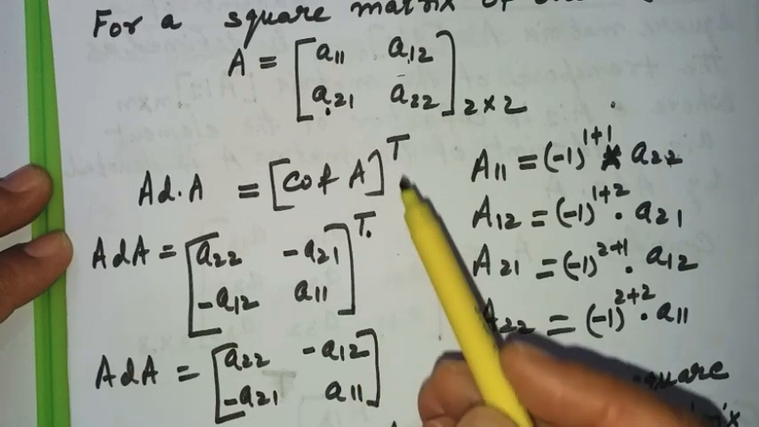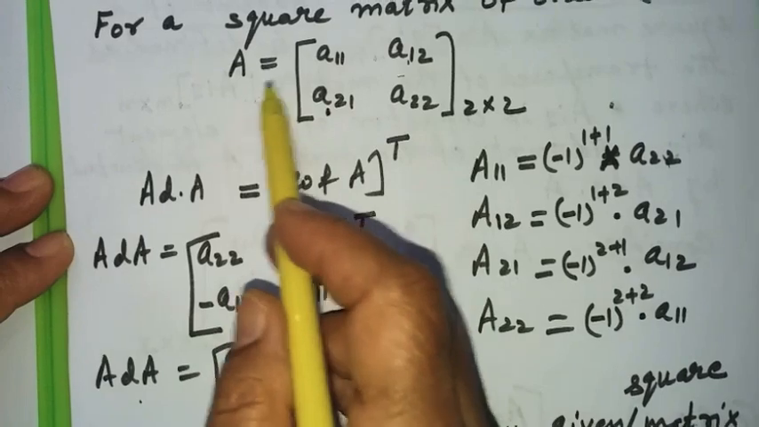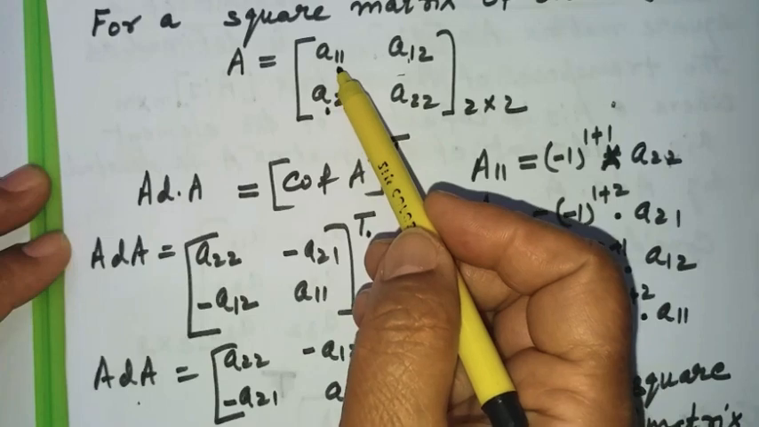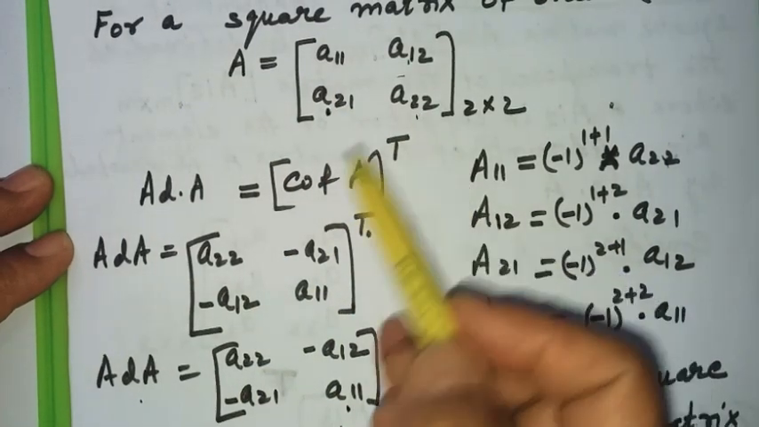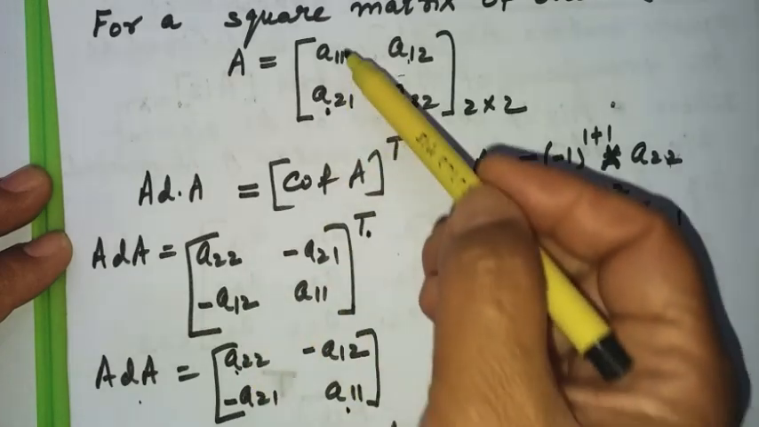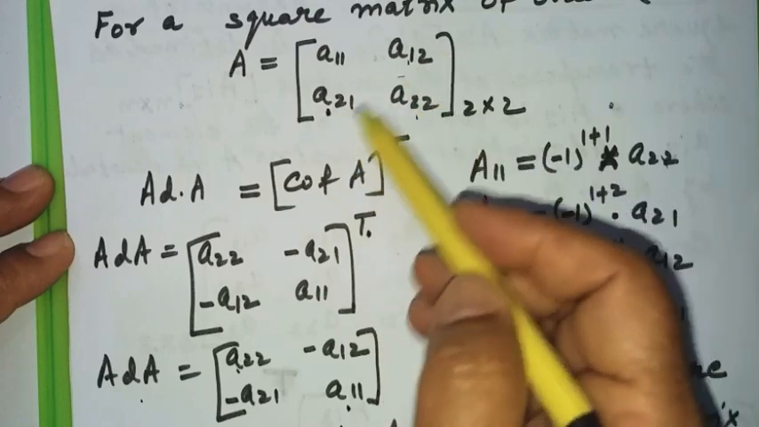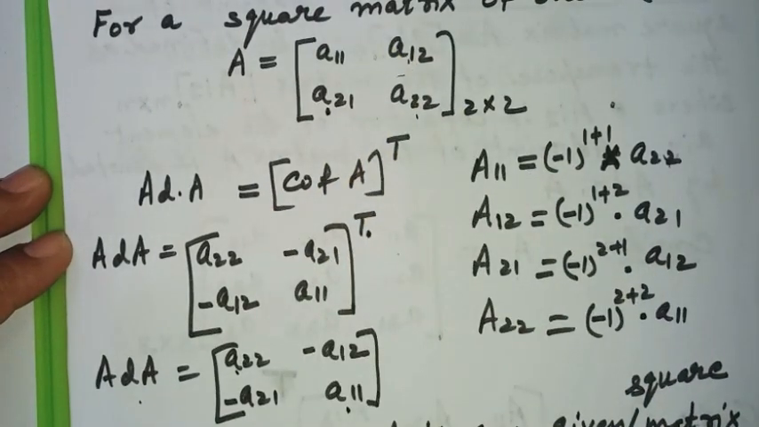The observation is that to find the adjoint of any 2 by 2 matrix, you interchange A11 and A22. You can see A11 has come here and A22 has come here. So the positions of these two elements are interchanged in the adjoint, and for these two elements, their position is not interchanged but their signs are changed. You can see in the adjoint A12 has become negative A12, A21 has become negative A21, and A22 and A11 have changed their positions. So we can learn this trick and directly write the adjoint of a 2 by 2 matrix.